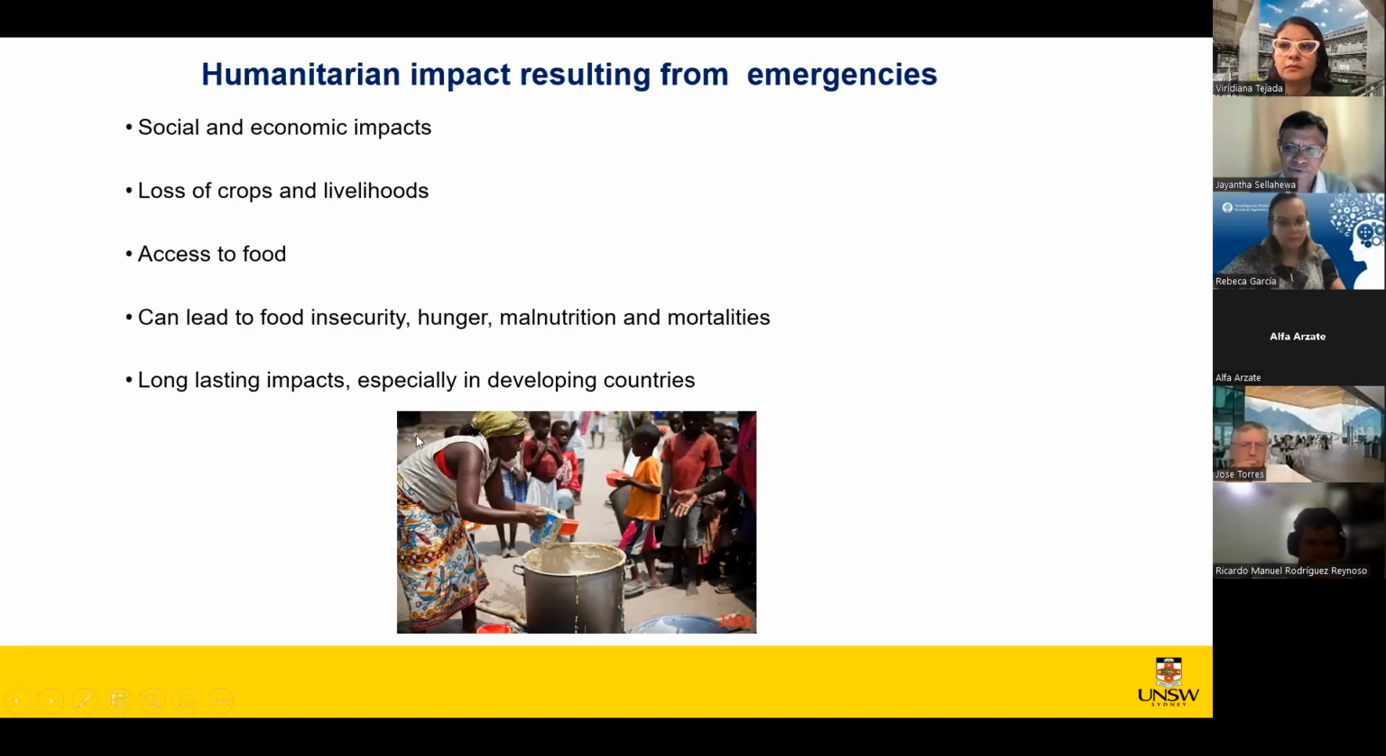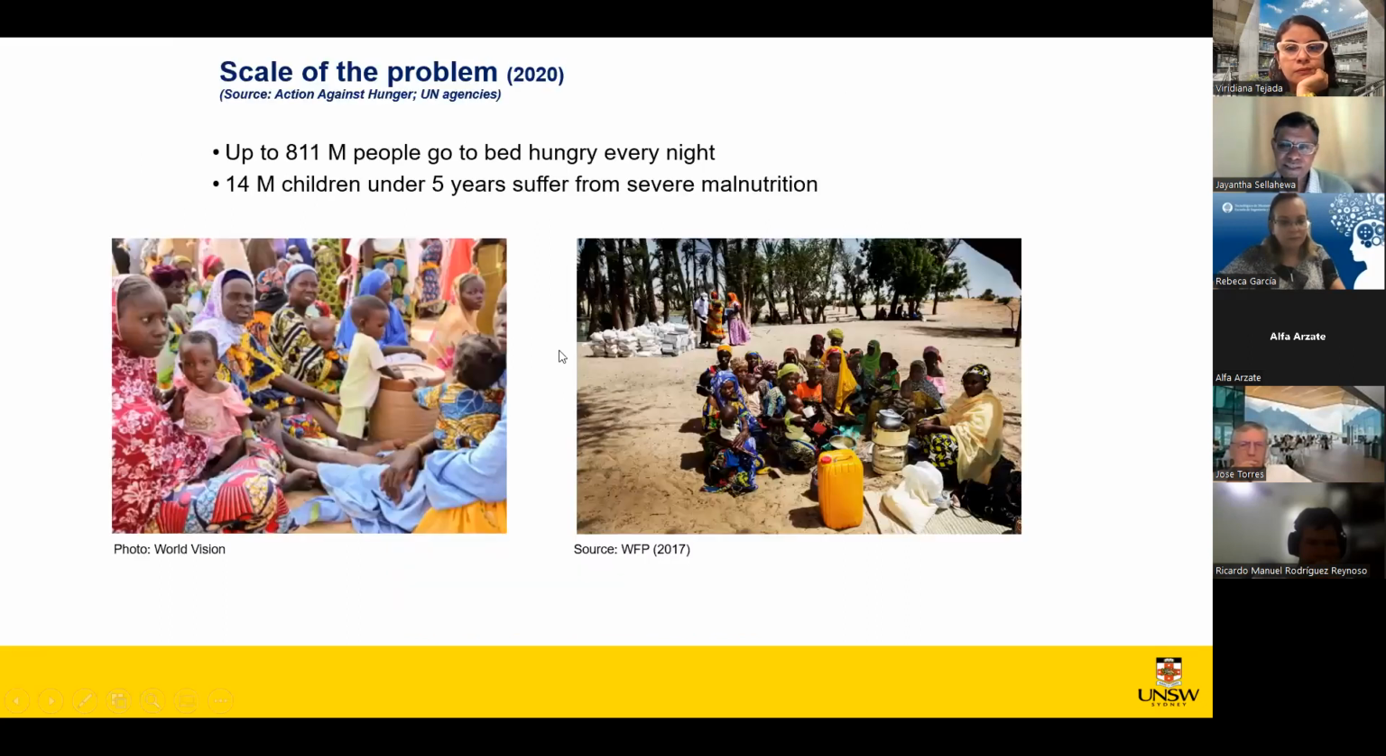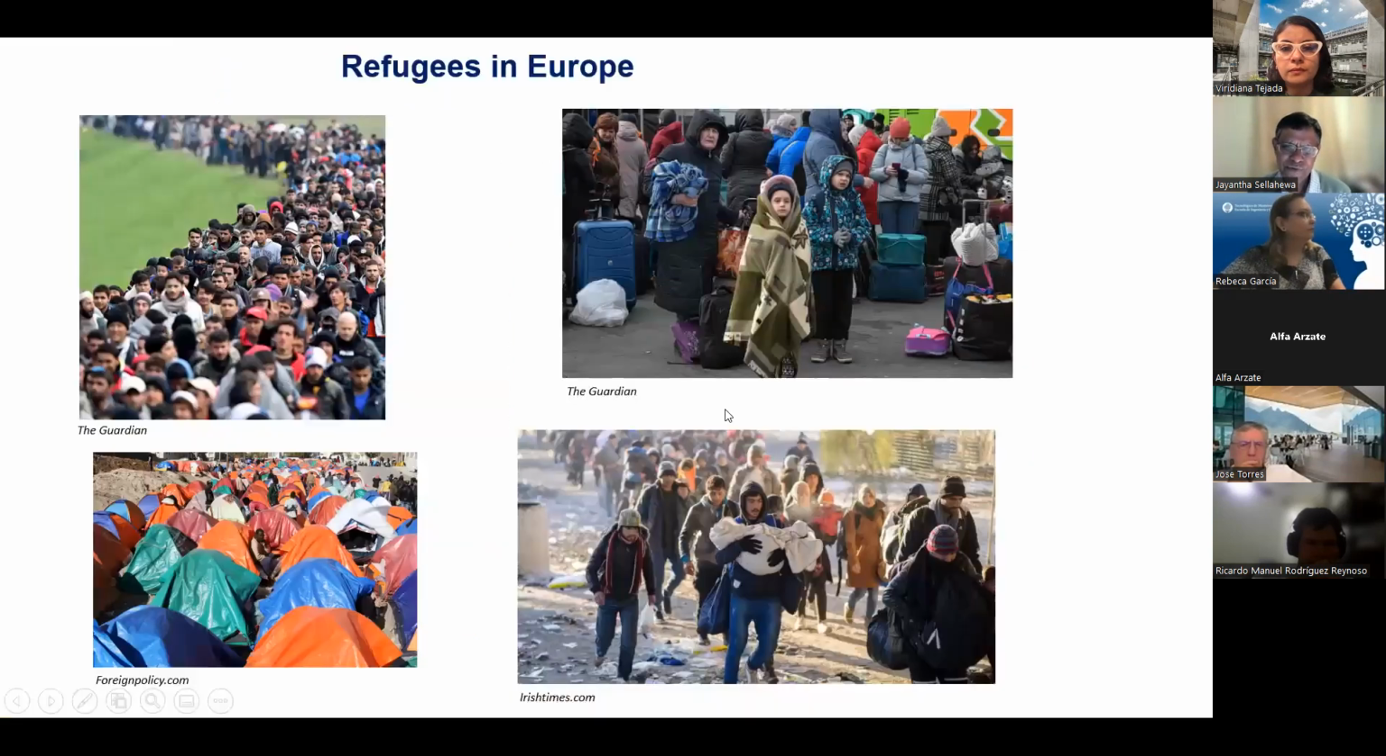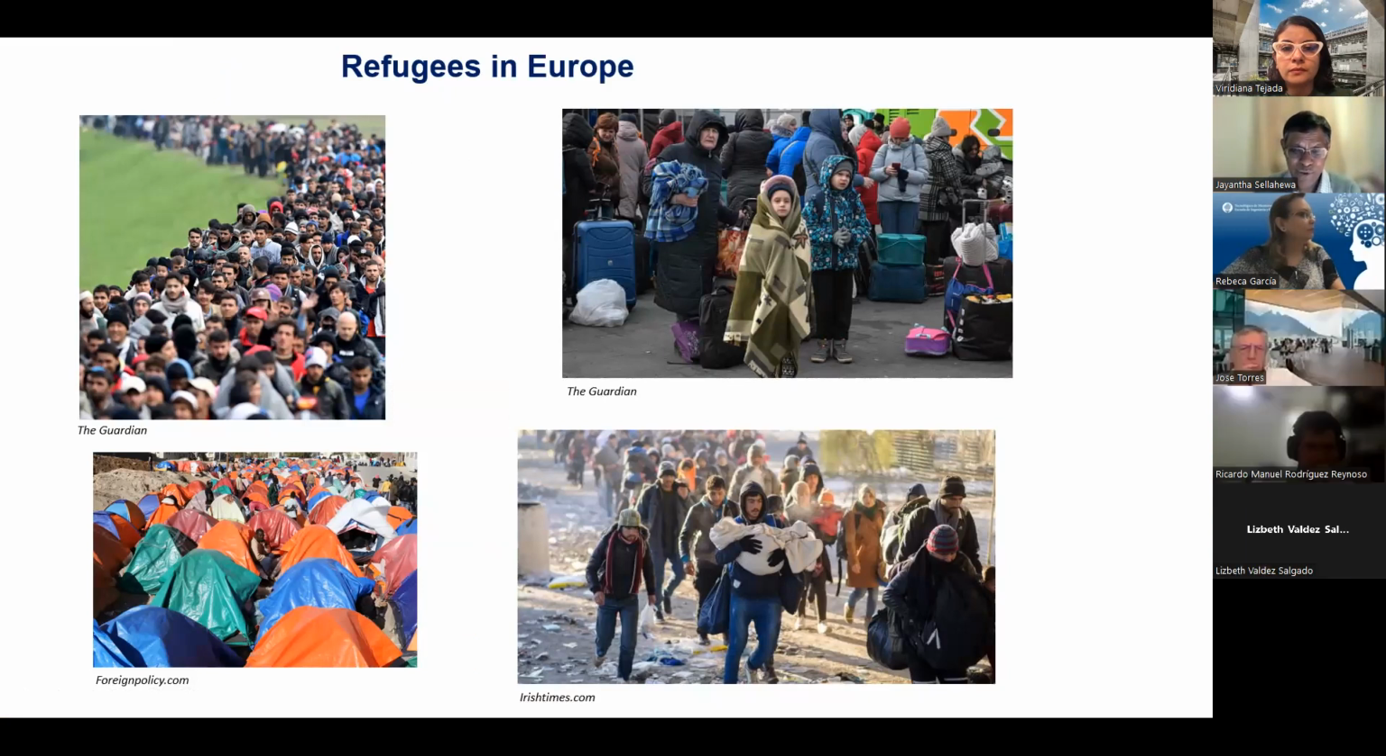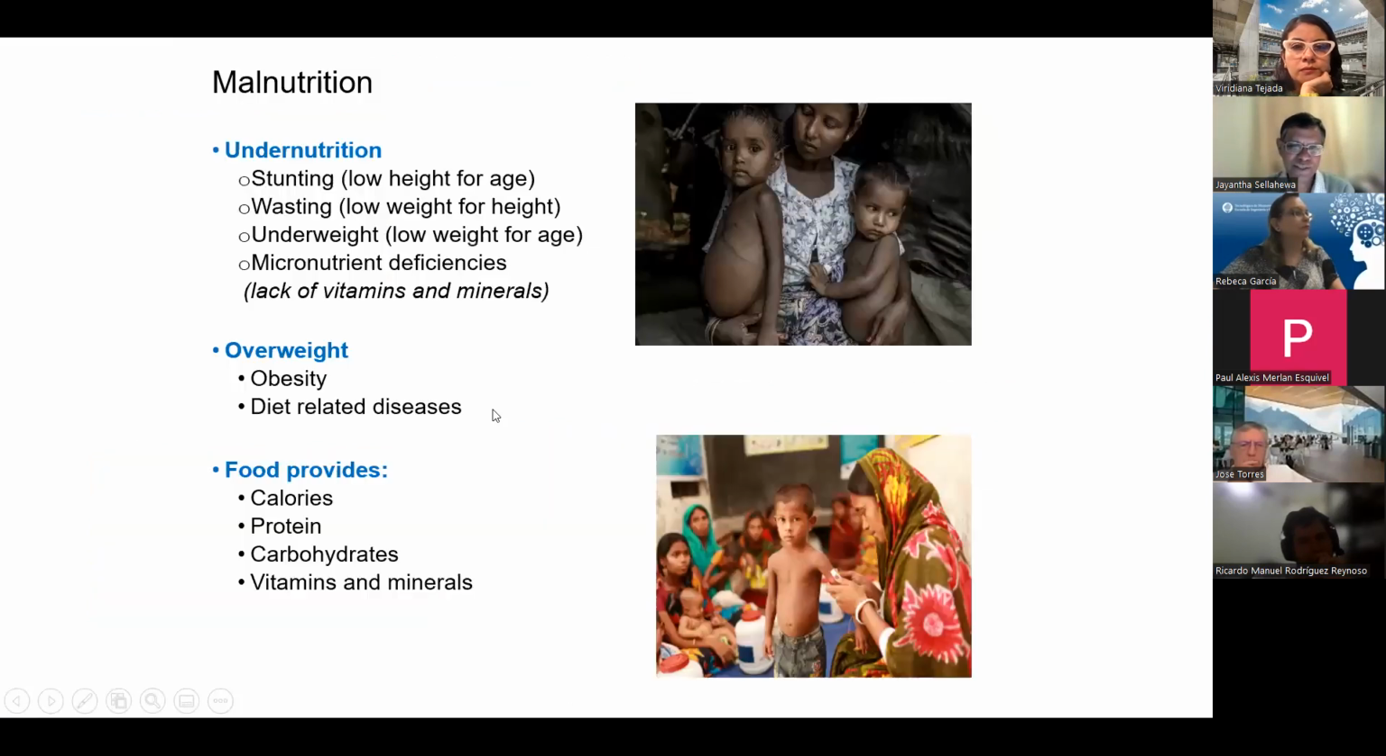In some countries, particularly in developing countries, the impact can be long lasting. You have seen the statistics before, so the problem is quite severe. Very often we see images in Africa or Asia, but recently we have seen these images even in developed countries, like what's happening in Europe, not only because of the war in Ukraine, but also because Syrian refugees went to Europe. So there are humanitarian issues in developed countries as well.